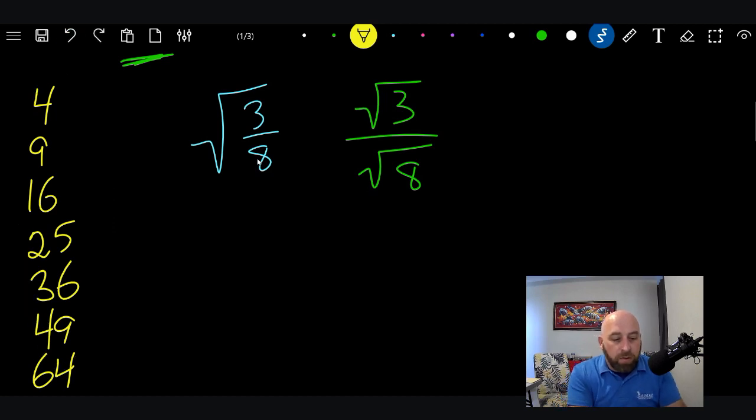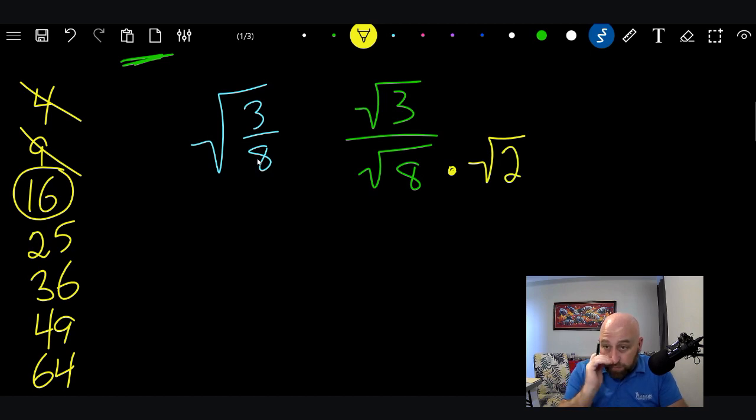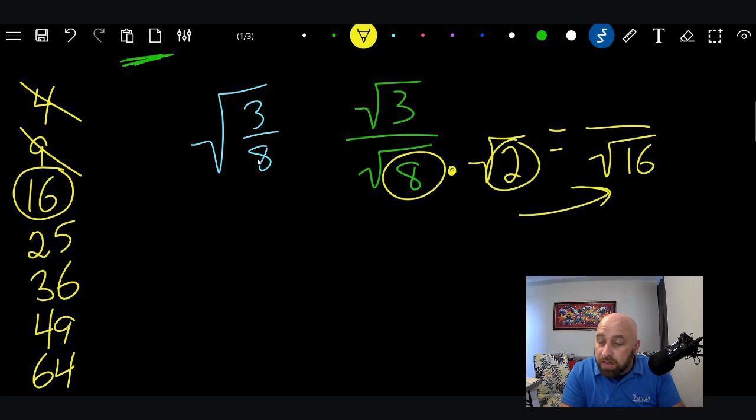Can we multiply anything by 8 to get 4? No. Can we multiply anything by 8 to get 9? No. Can we multiply by 8 to get 16? Yes, we can. If we multiply, watch this, the square root of 8 times the square root of 2, now that's important. We're multiplying by the square root of 2. What is that going to give us? That is going to give us the square root of 16, because we have to multiply roots by roots in order to get another root. Make sure that you multiply by the square root of 2. Don't just multiply by 2, the square root of 2.